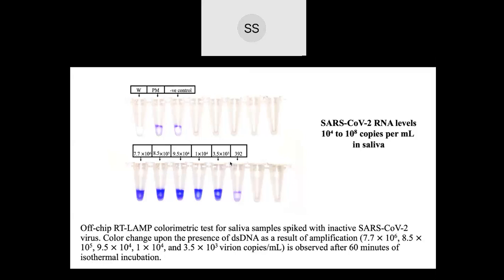According to a few recently published studies, the RNA level in saliva ranges from 10 to the power 4 to 10 to the power 8 copies per mL. So from these studies, we have obtained the lowest limit. We went further than the lowest limit, and we can validate that this specific test would be able to detect the lowest copies of the SARS-CoV-2 target from any saliva sample.